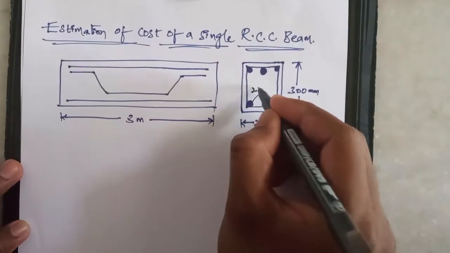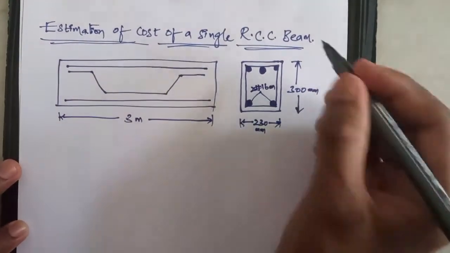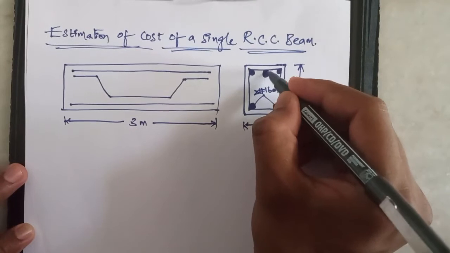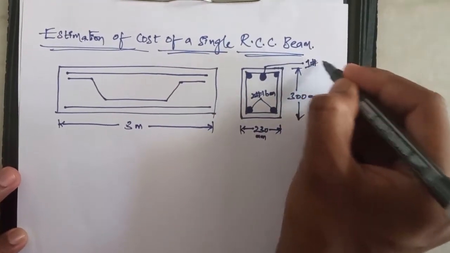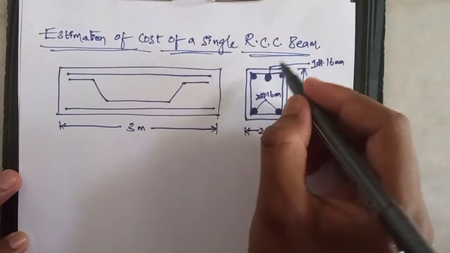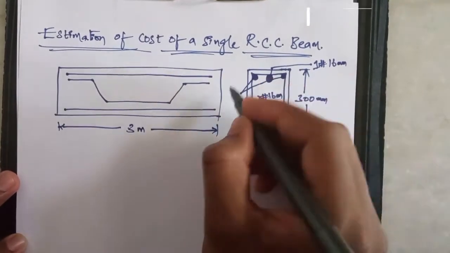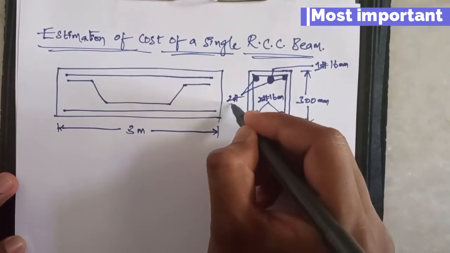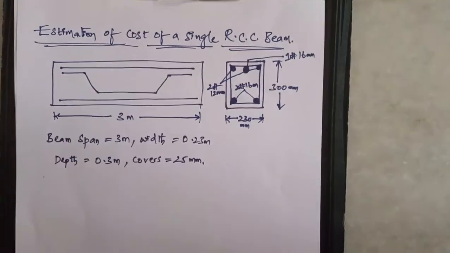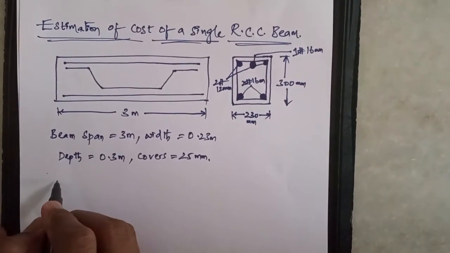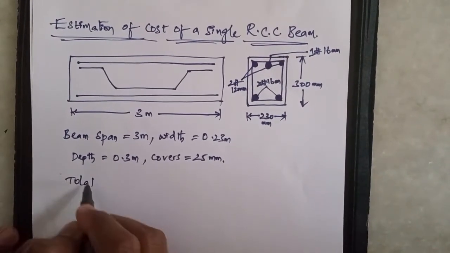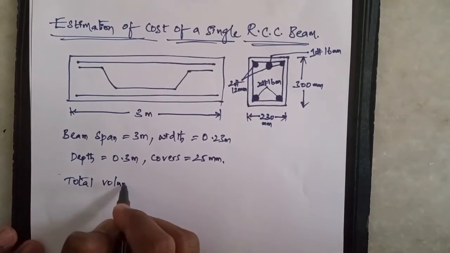And the bottom two main bars are 16 mm dia and one cranked bar with 16 mm dia. This is the cross section of a beam, and the top two anchor bars are 12 mm dia. See, these are the details. Covers are 25 mm.